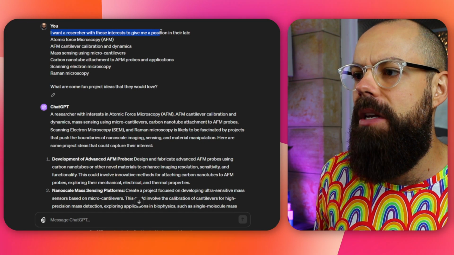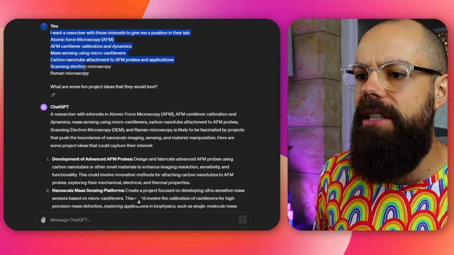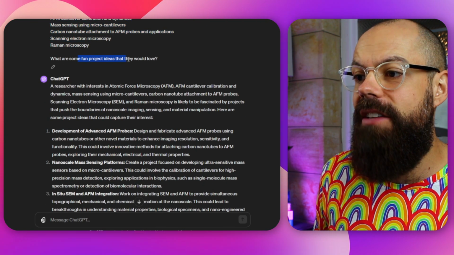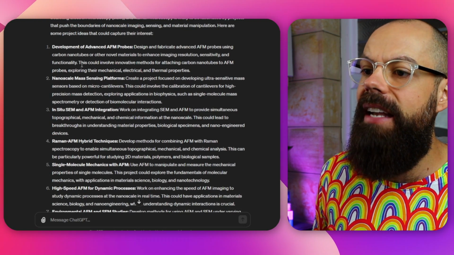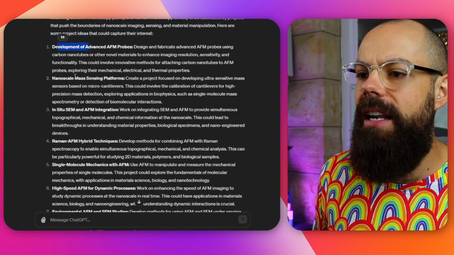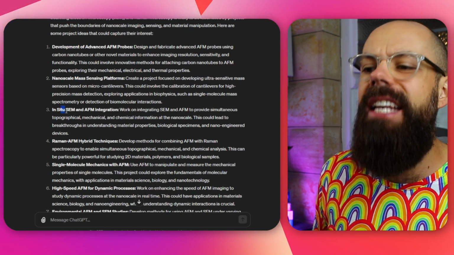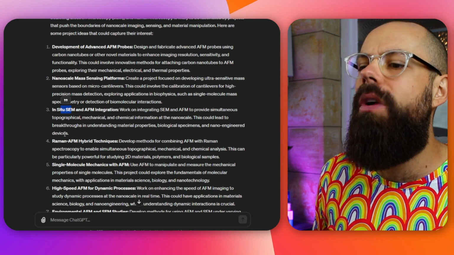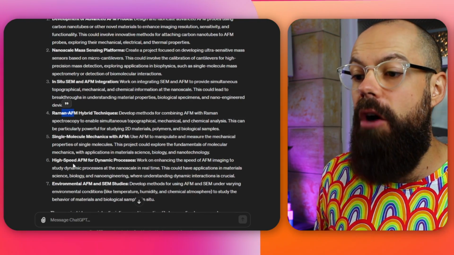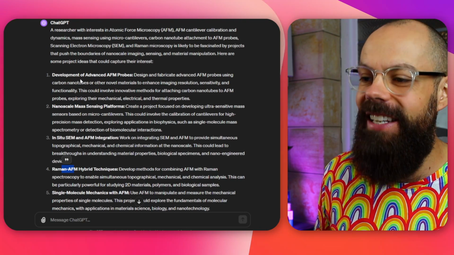So I said here, I want a researcher with these interests to give me a position in their lab, and I've got all of these here. What are some fun project ideas that they would love? And then based on that, it's given me all of these. And look, let me tell you this, Dr. Gibson would absolutely love all of these. I know it because some of them are sort of things that he's doing already.